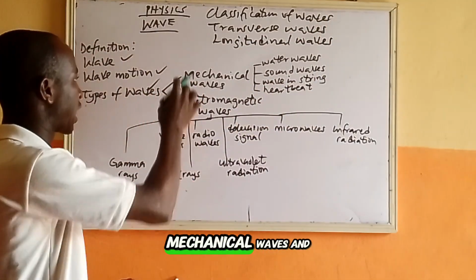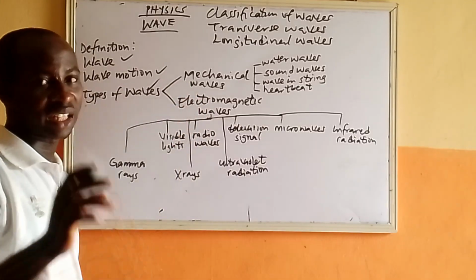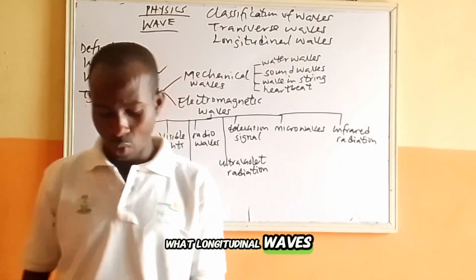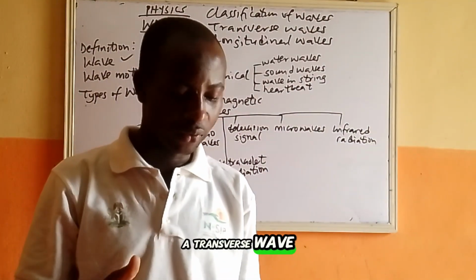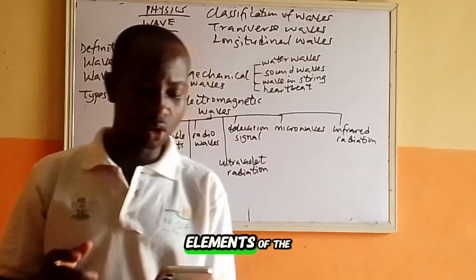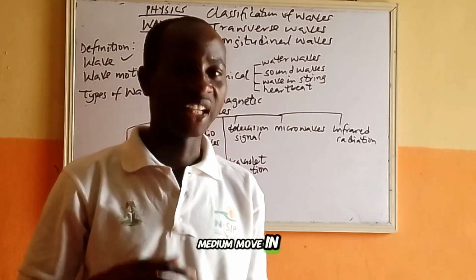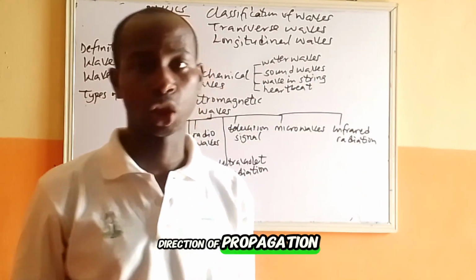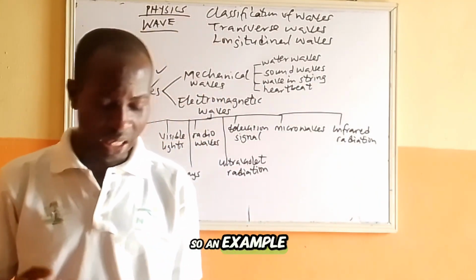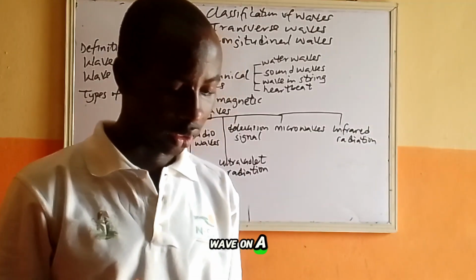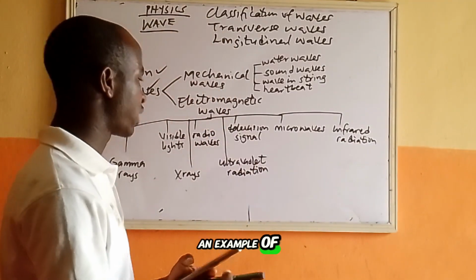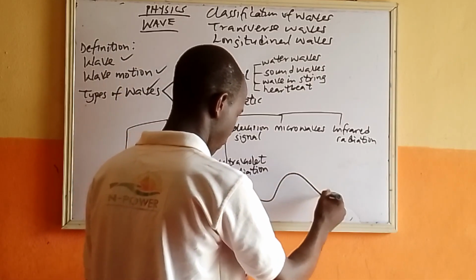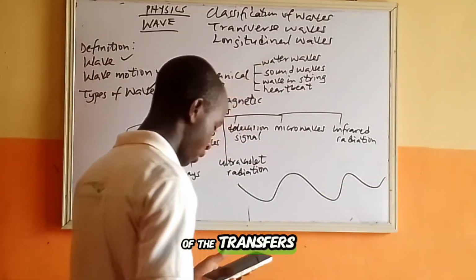So types of waves: mechanical waves and electromagnetic waves. Classification of waves: transverse waves and longitudinal waves. What are transverse waves? A transverse wave is one in which the elements of the medium move in a direction perpendicular to the direction of propagation. That's a transverse wave. An example of a transverse wave is a wave on a taut string. This is the kind of wave you will be seeing. This is an example of a transverse wave.